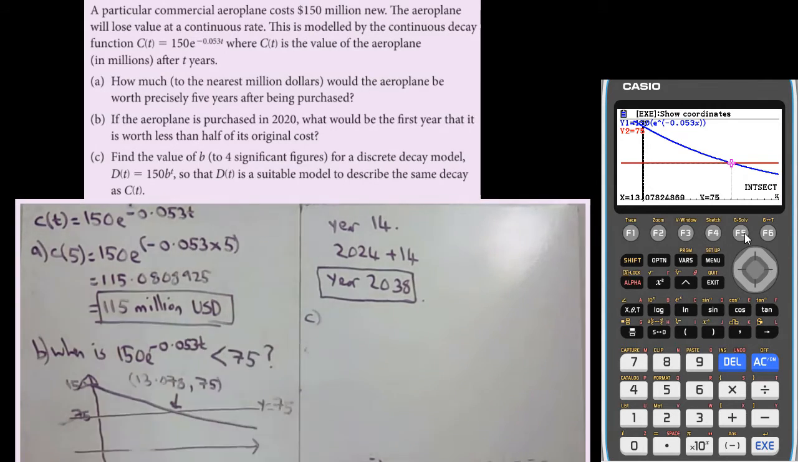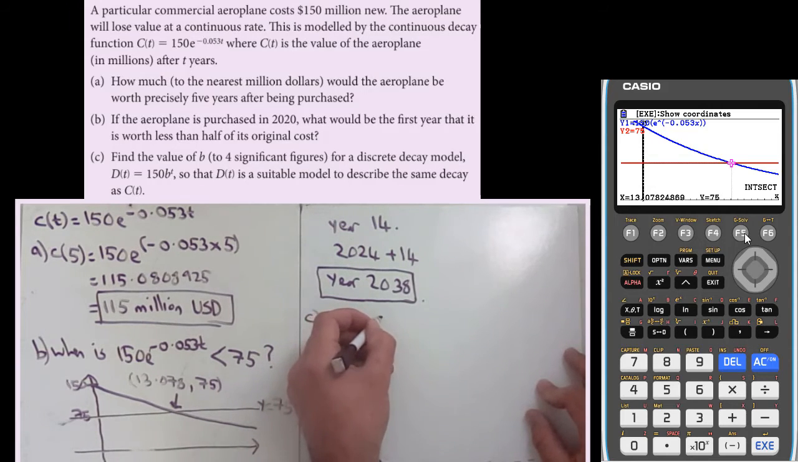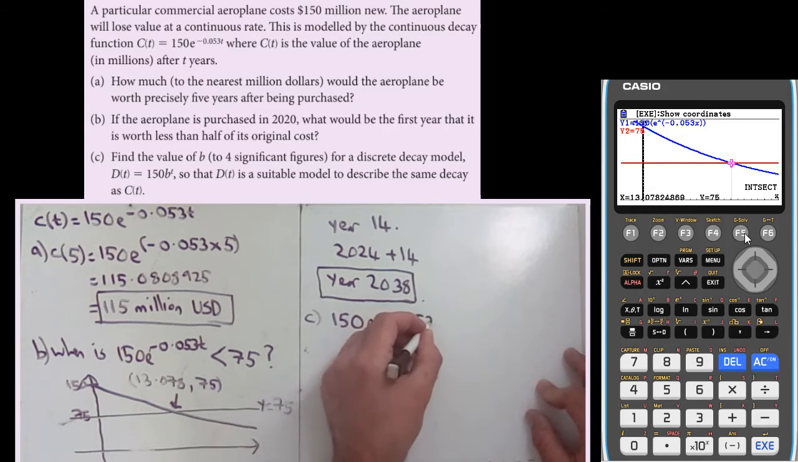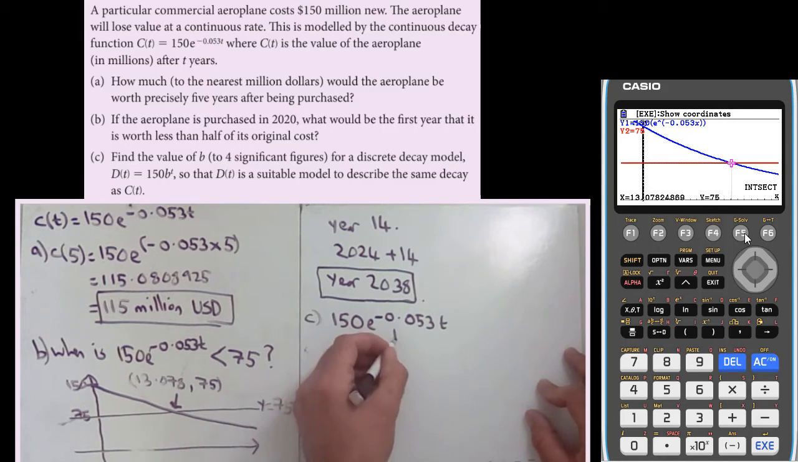Part C. Find the value of b to 4 significant figures for a discrete decay model. Dt equals 150 b to the t, so that does the same thing. So we're looking to replace the e to a power bit with a b. So if I just write down the decay model we have 150 e to the minus 0.053 t, and we are looking for 150 b to the t.